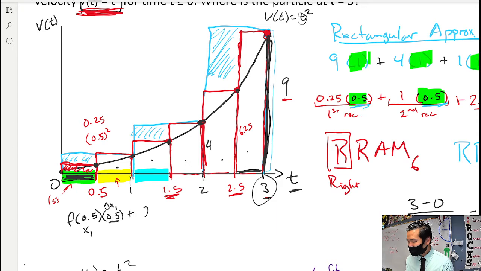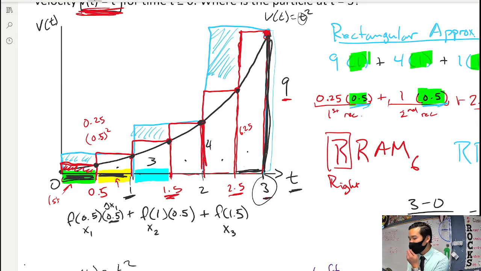And then you're going to add that with f of 1, because that's your x value of your second rectangle. See that? Multiplied by its width. Its width is also 0.5. See that? Plus the third rectangle. See how this is number 3 right here? It'll be f of 1.5 because 1.5 is the third x value. And you're working your way through. So k in this case is going to go from 1, 2, 3, 4, 5, 6.